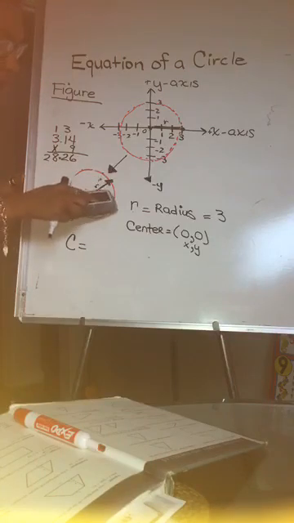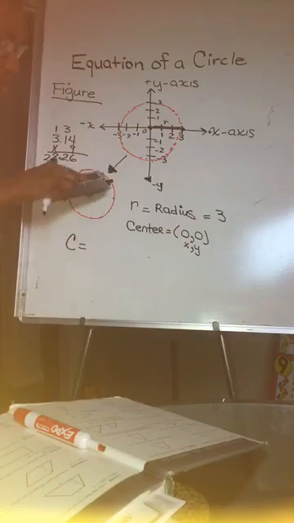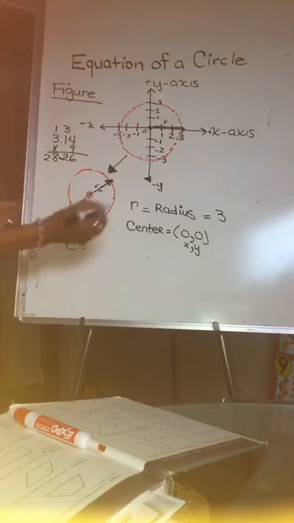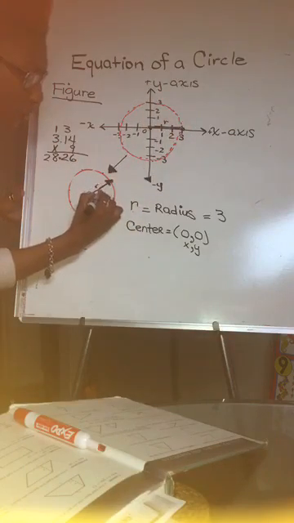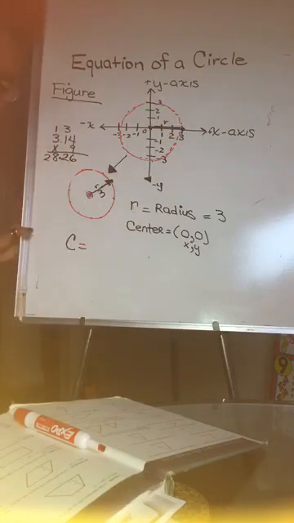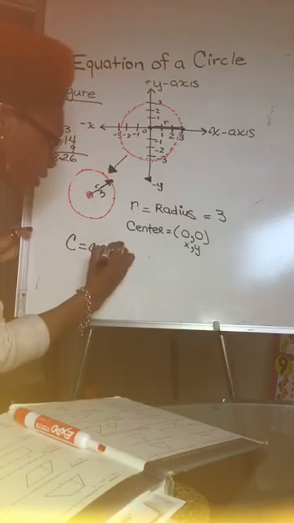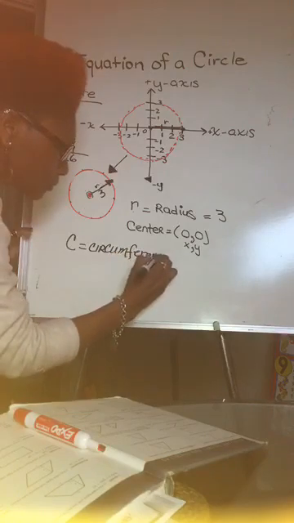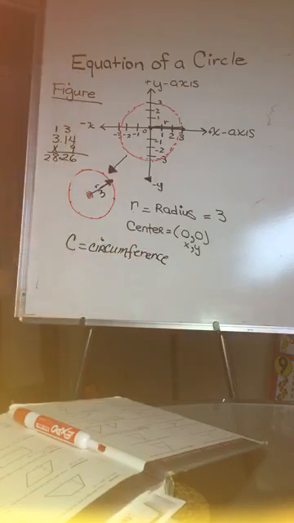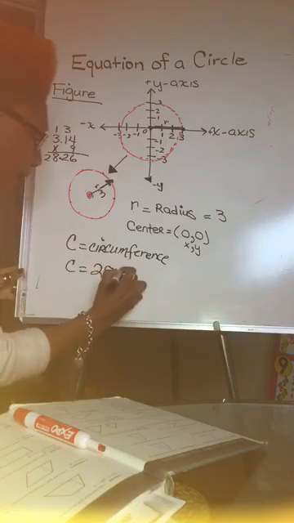Now when you talk about the circumference of a circle, you're talking about the surrounding, going around, circling. Going around is your circumference. Let me spell that. C represents the circumference. And C is equal to 2 pi r.